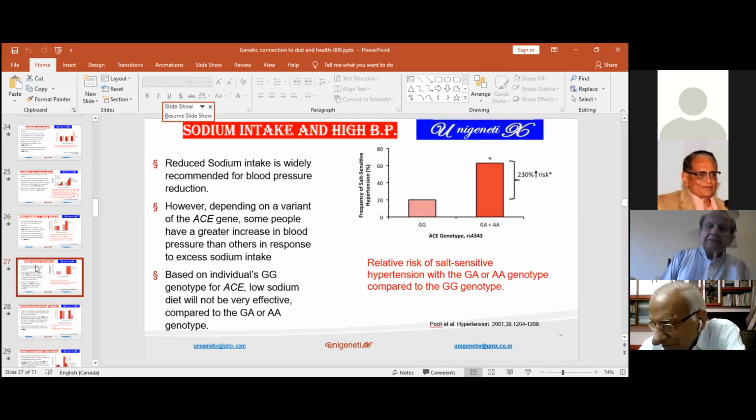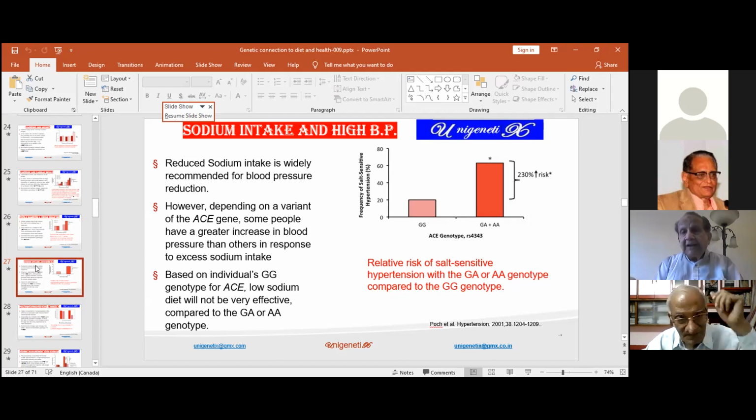Sodium intake. You go to the doctor and he says, you have high blood pressure, stop taking sodium, don't take salt, don't put salt in your food. In reality, with the ACE genotype, if it is GG, it's okay for him to take the salt. If it is GA or AA, it shows that if he takes more salt, he'll be more at risk. So again, no use punishing.